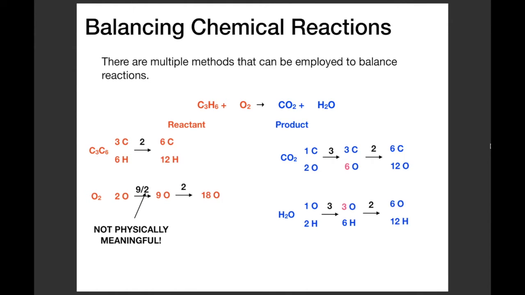Doing this yields 6 carbons and 12 hydrogens on both sides of the reaction, and 18 oxygens on both sides of the reaction. We can prove this to ourselves by going through and canceling out all of the atoms. We see that there's no extra atoms on the reactant or the product side. In order to get the coefficients, we have to take our first series of coefficients and multiply them through by our second series of coefficients. Going through and doing this yields the balanced equation.